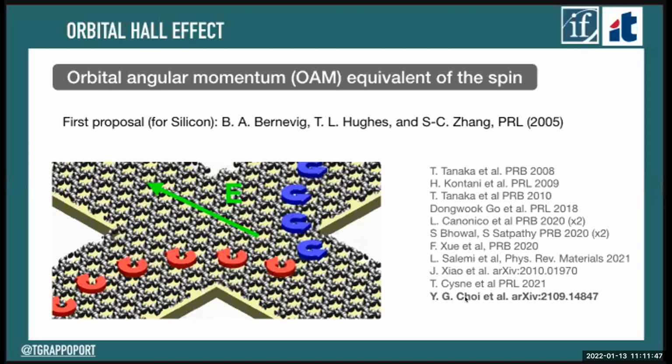So the first proposal for the orbital Hall effect came in the same work where the name orbitronics was coined, in this work by Bernevig, Hughes, and Zhang, proposing orbital Hall effect in silicon. And we can see that in many years, there are only 3 works from Tanaka's group on orbital Hall effect in metals, and not more activity. And since 2018, there has been more activity in this field.